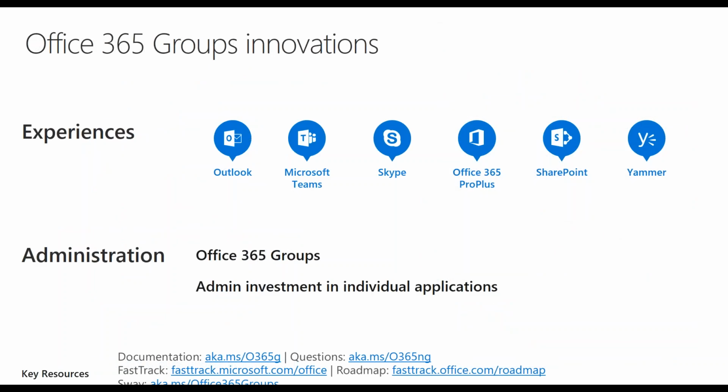And then last but not least, where do I get additional information on the roadmap? This is a summary slide. Hopefully you're familiar with our roadmap on FastTrack. It has all the items that are coming or in the pipeline for all of Office 365, and you can sort by different apps and different services. This should be your go-to place if you have questions or want to check the status.